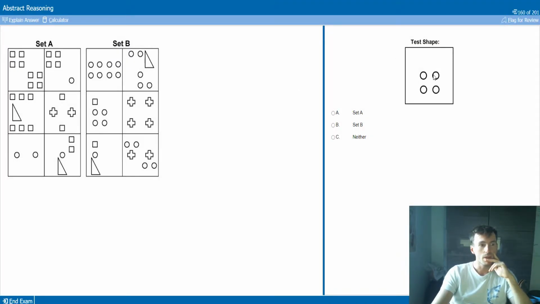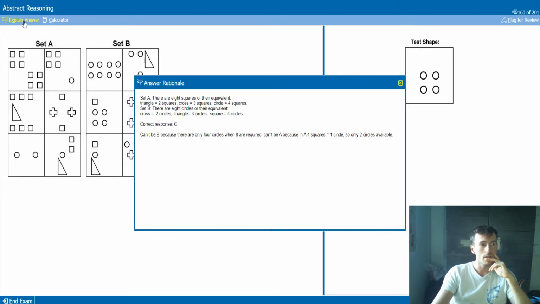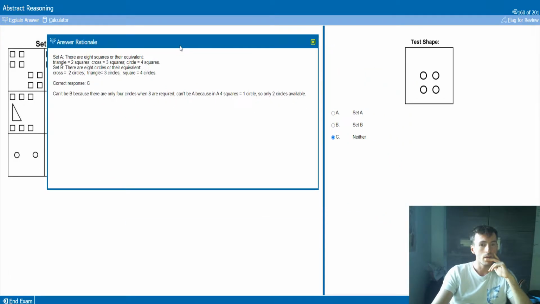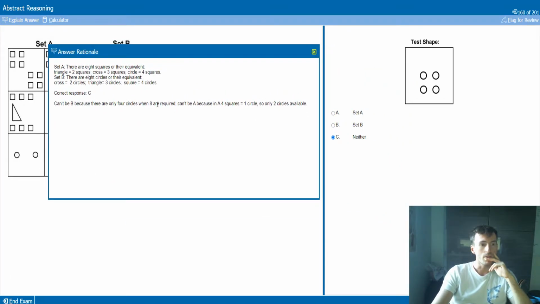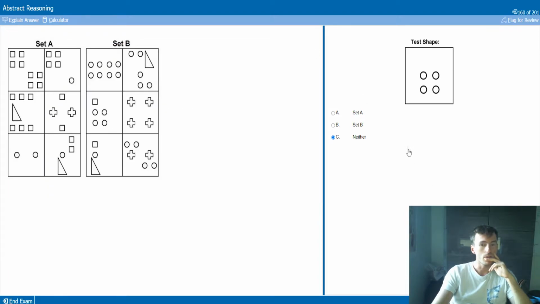Just 4 squares by themselves, or 4 circles by themselves. I think that's neither. Can't be B, because only 4 circles when 8 are required. Okay, cool. Just 2 squares by themselves, that must be set B. See, this is where they try and trick you out here. Because if you didn't work this rule out, you'd have no idea. It's like having this one in set A with the 2 circles, except it's the equivalent here in set B. It's just 2 squares.